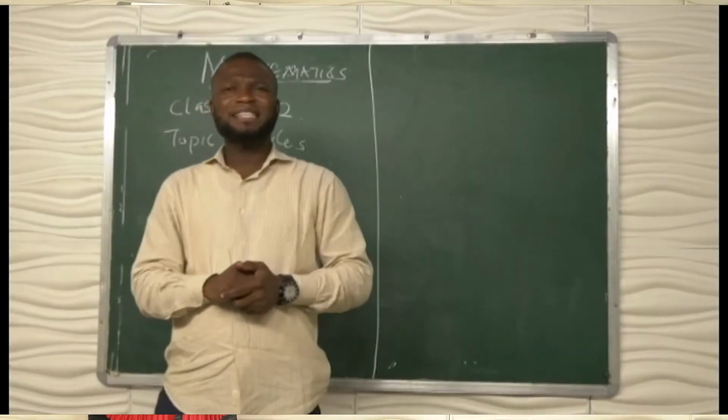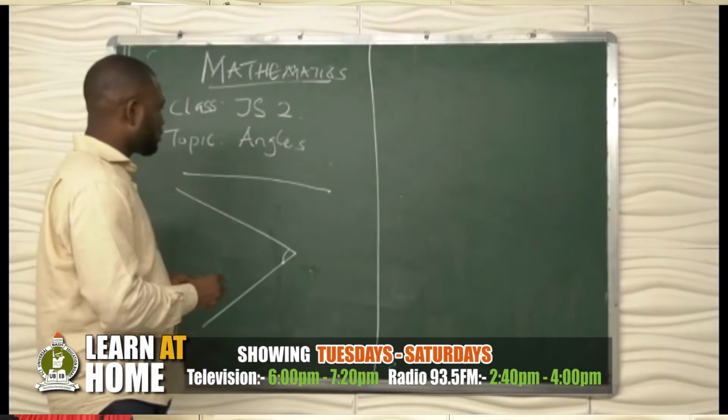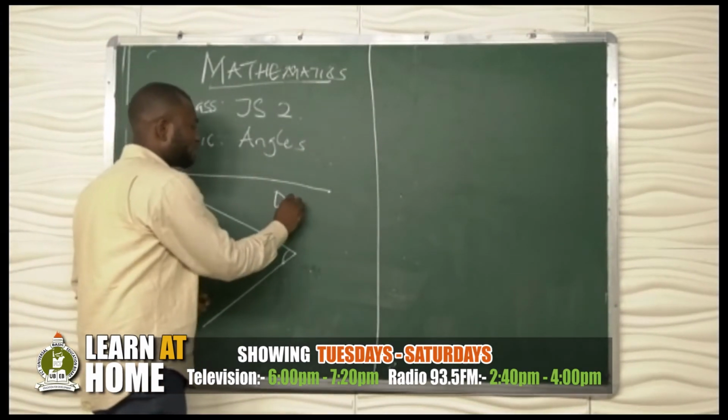What are the measurements or SI unit of measuring angles? We have what we call degrees. Angles are measured in what?